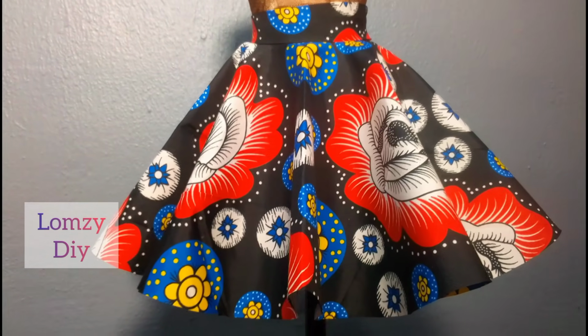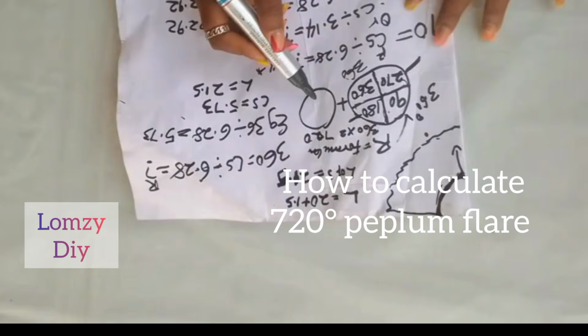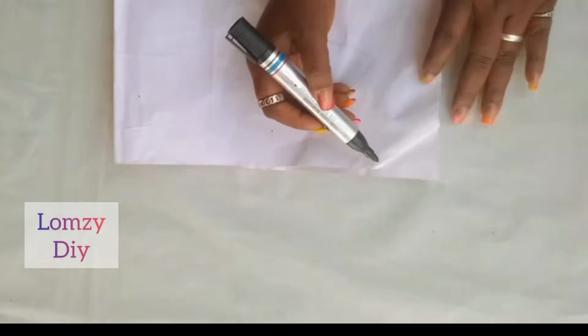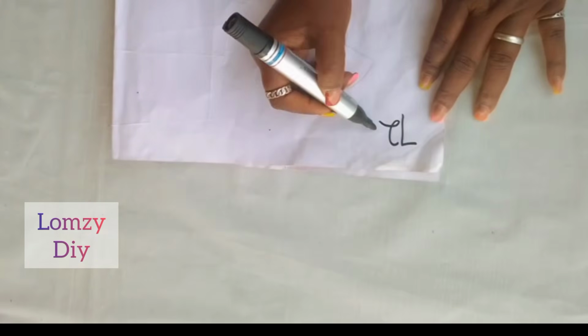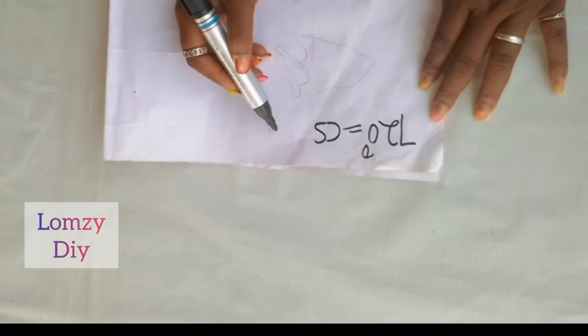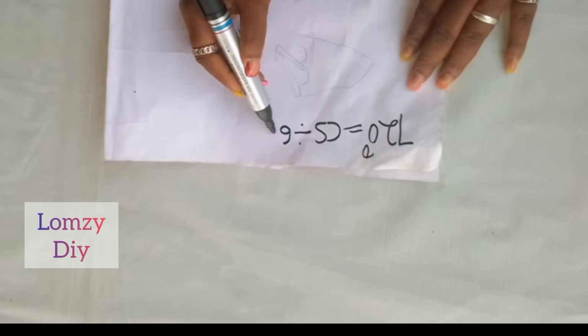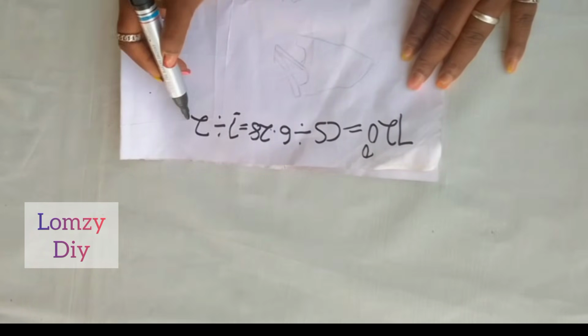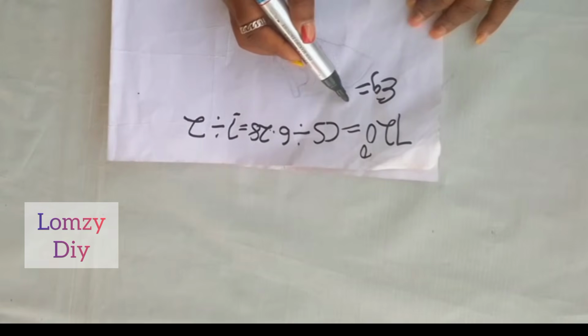So next we're going to go over to 720 degrees circle flare. We are done with these ones. We're going over to 720. So 720 degree circle flare is going to be just simple. Circumference divided by 6.28. Whatever you get, divide that by 2.